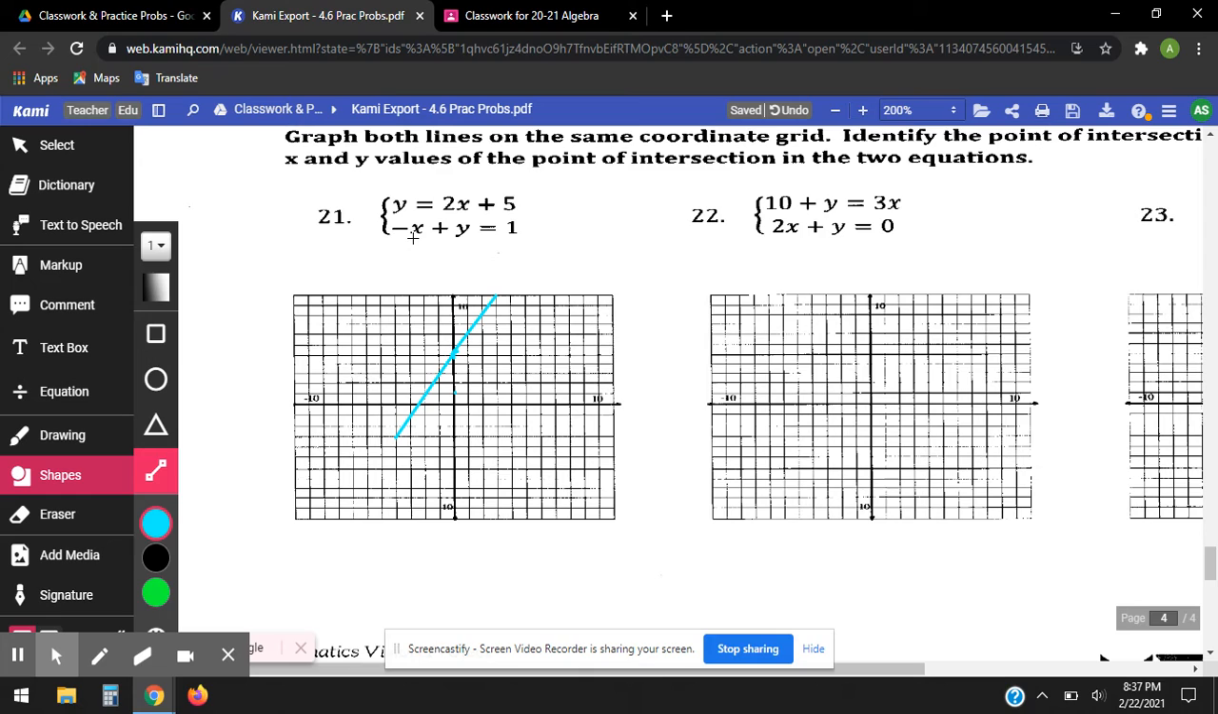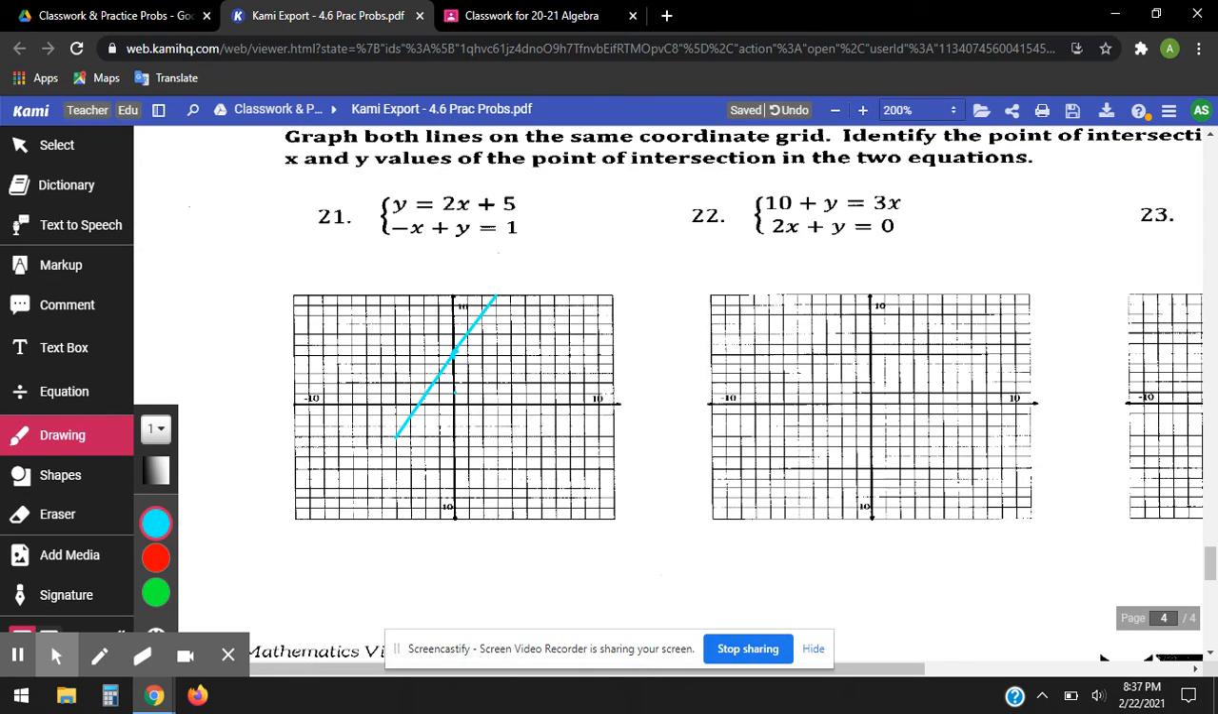Okay, negative x plus y. Well, let's rearrange this so that it's a y equals. Instead of a minus x, let's plus x. So now I have y equals 1 plus x. Well, that means my starting point is at 1, and I'm going to go up 1 over 1 because my slope is positive 1. Whoa, whoa, whoa. I didn't do my line.